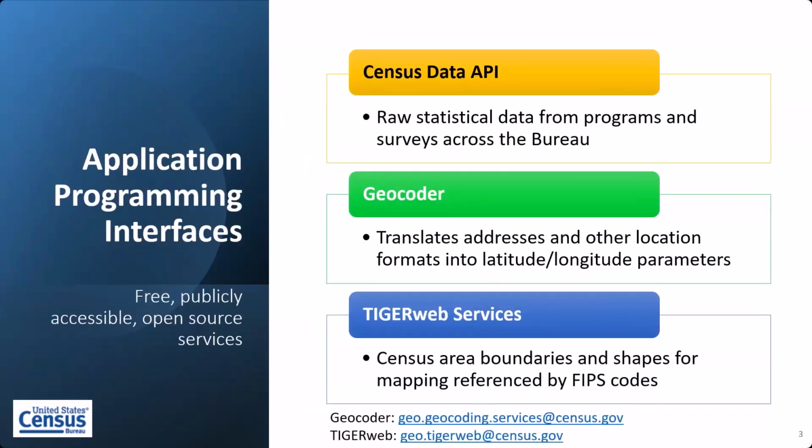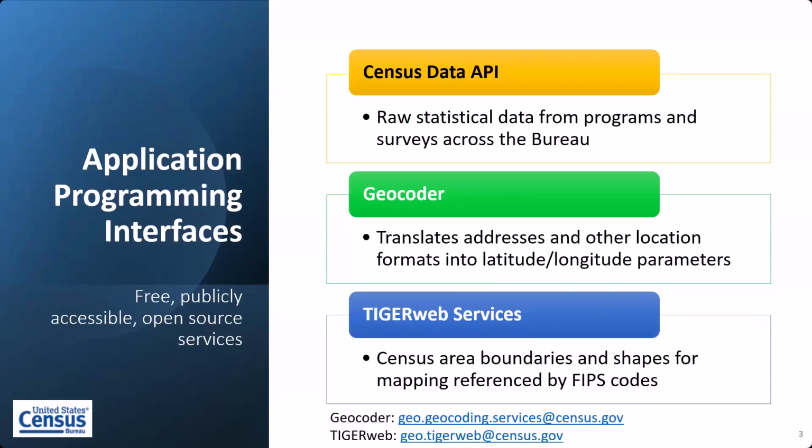So the first thing I want to talk about is what the API is, or Application Programming Interface. Applications that are built on census data typically take advantage of three underlying services. We have the Census Data API, the Geocoder REST services, and then the TigerWeb REST services. Today, though, we are only going to focus on the first one here, and that is the Census Data API.